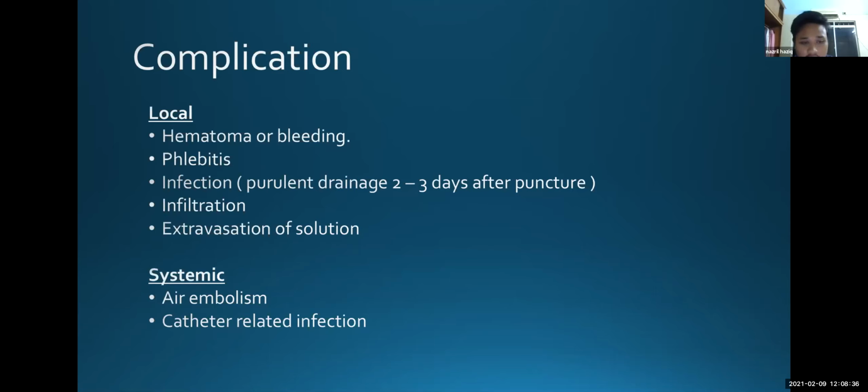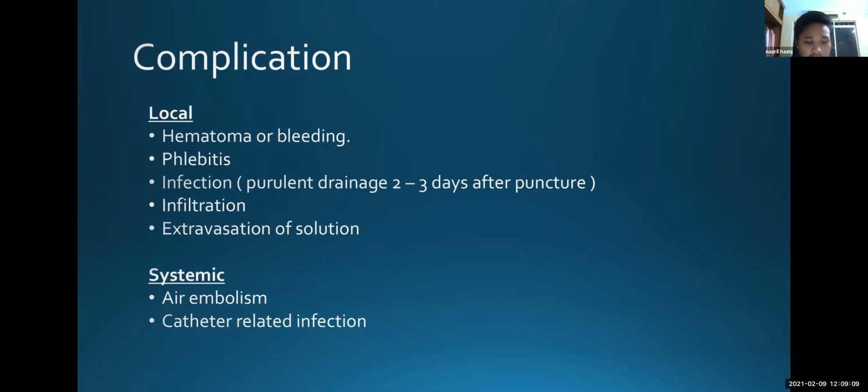For extravasation, it is quite similar to infiltration, which is a leakage of the solution into the surrounding tissue. However, the extravasated solution is a type of solution that can cause irritation and also damage to the tissue. So the patient might feel pain, stinging, burning, and swelling, and also redness at the site of injection. And then we have systemic complications, which are air embolism and also catheter-related infection.